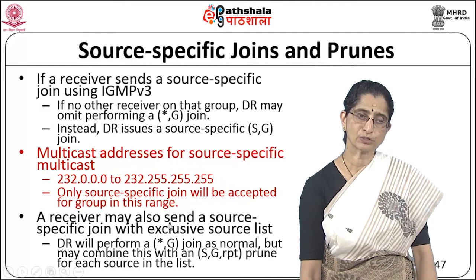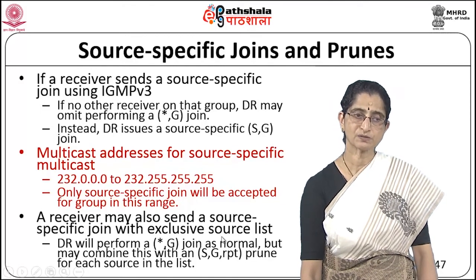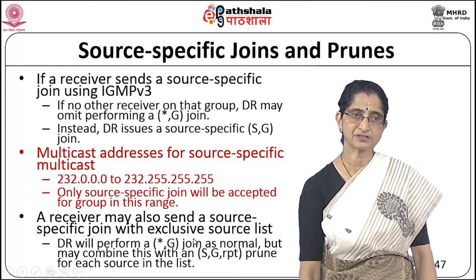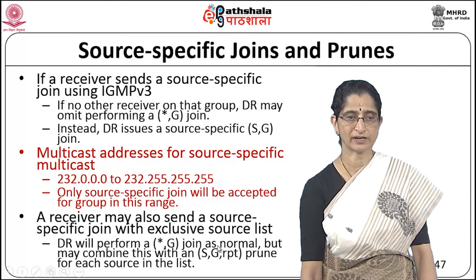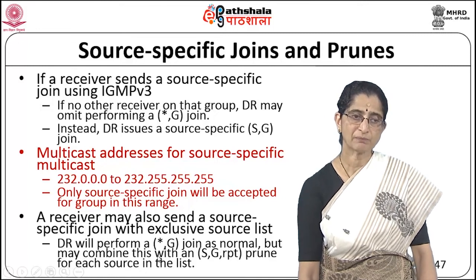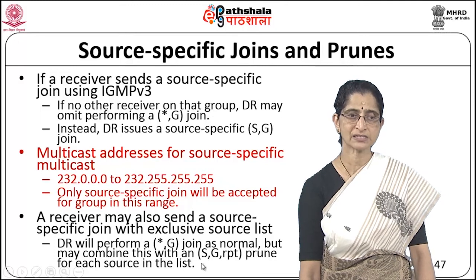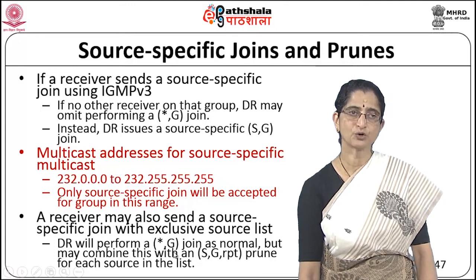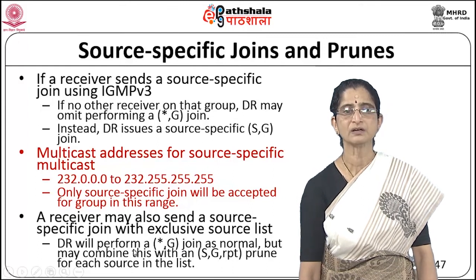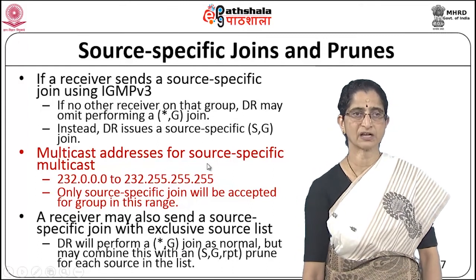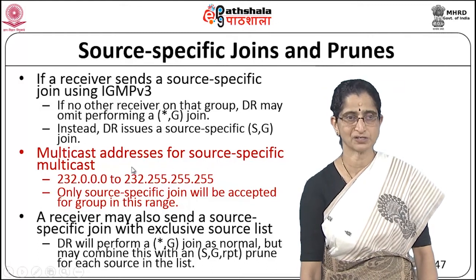A receiver may also send a source specific join with an exclusive source list. Exclusive source would mean that it is not interested in these particular sources. In that case, the DR will perform a star comma G join as normal, but will also combine this with an S comma G comma RPT prune for each source in the list. That is, it says I want to join this group in general, but not for these sources, so it will prune only these sources out of this group. These are certain options available in IGMP v3. With all these put together, PIM becomes a very efficient protocol.